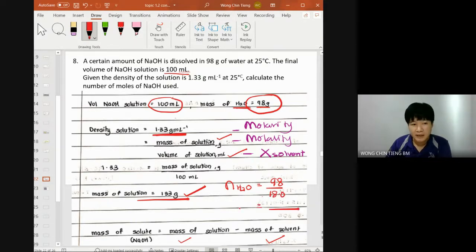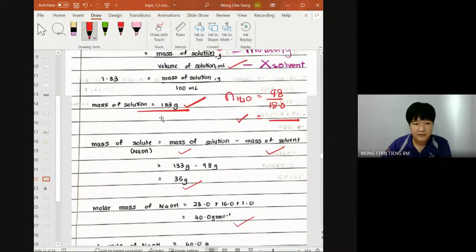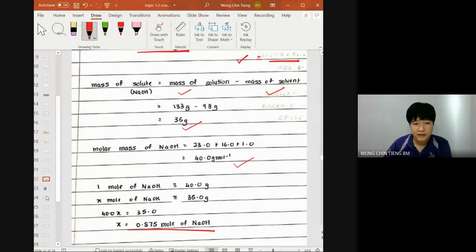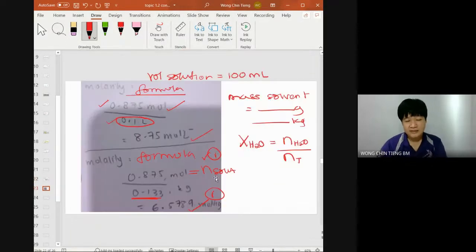Number of mole water you have got, and the number of mole solute is what you calculated earlier. So just add them to get the number of mole total. Right? Any problem with the concentration questions? Okay. So I hope you can see the importance of your label, your unit. And your life will be very good, easy.